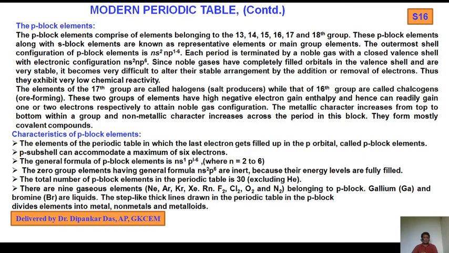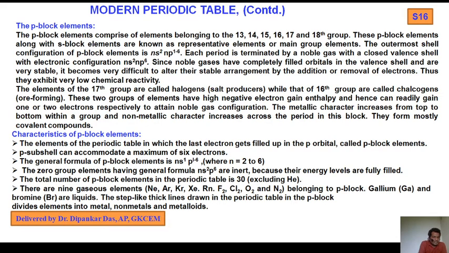So they exhibit very low chemical reactivity. Due to their high stability, they are very much reluctant to react. So elements of group 17 are called halogens, salt producers, while those of group 16 are called chalcogens, ore forming.